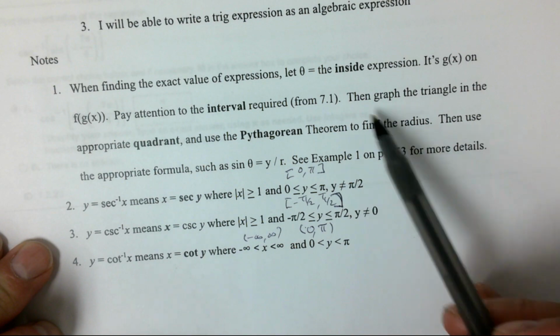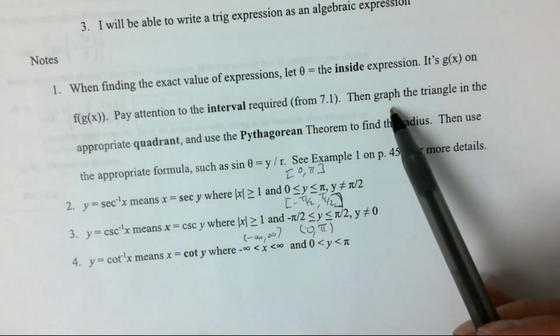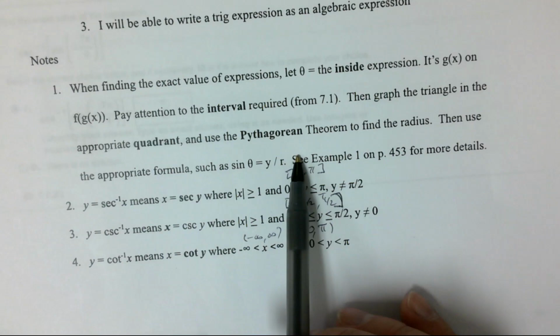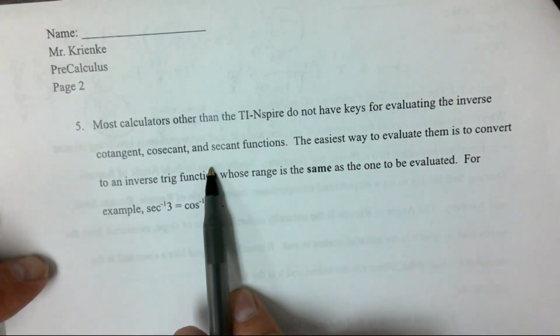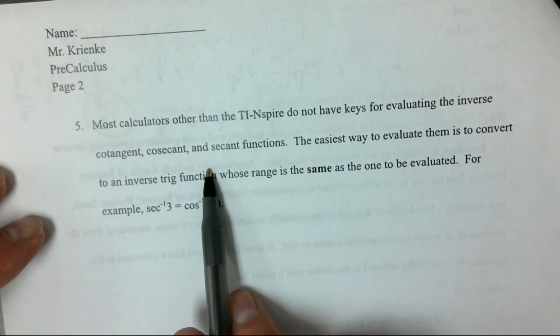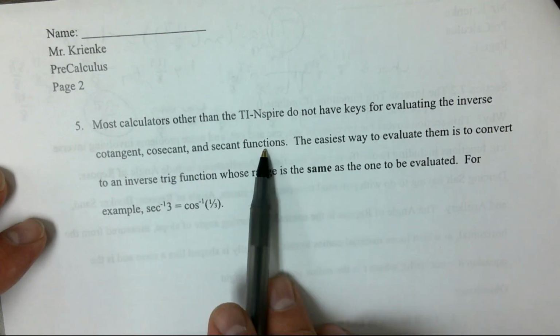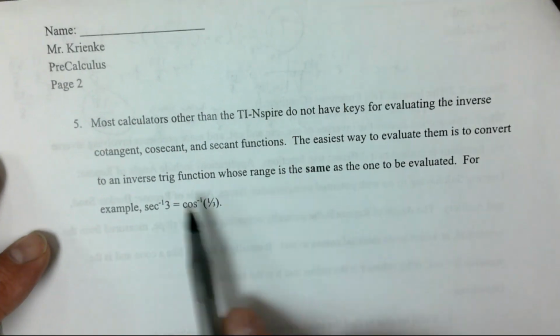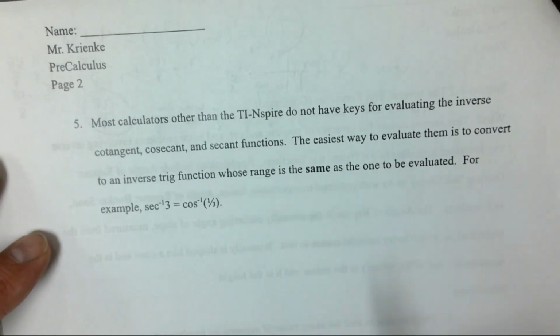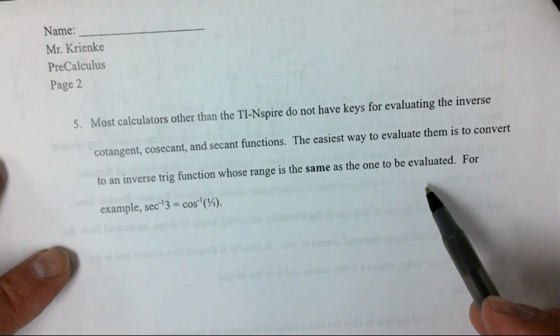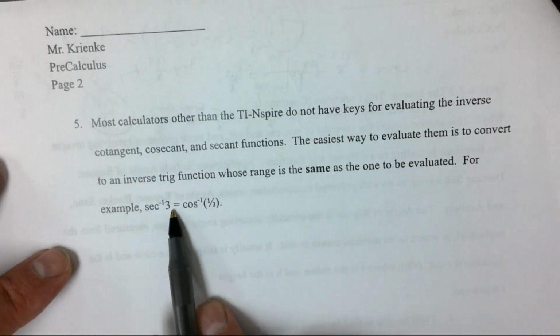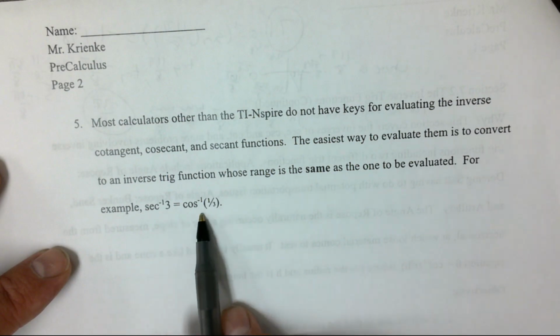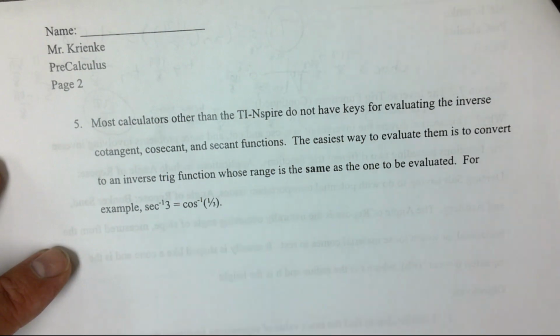Now, my hint was graph the triangle in the quadrant and then use the Pythagorean theorem to find the radius. And also, just a little comment, most calculators other than the Inspire don't have these buttons. And so the easiest way is to convert to the one whose range is the same as the one to be evaluated. For example, inverse secant of 3 is the same as inverse cosine of 1/3. That is interesting.